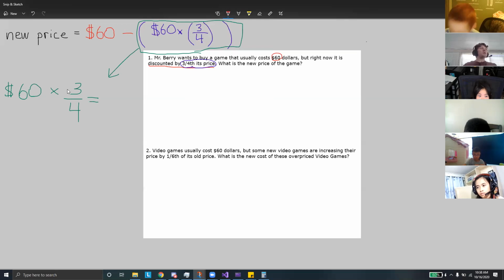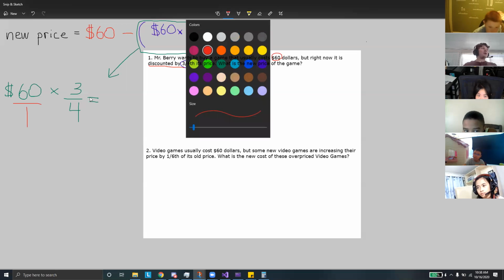Well, when we are multiplying fractions, first, let's make sure that both of the numbers are fractions. So 3 out of 4 is already a fraction, good. But $60 is not in fraction form. We could turn any whole number, this is a whole number, we could turn any whole number into a fraction with one simple step. Divide by 1. Because any number divided by 1 is itself. It's the same number. 60 divided by 1 is 60.